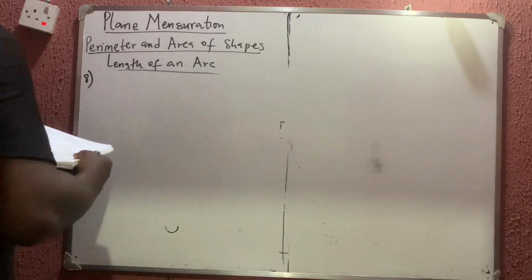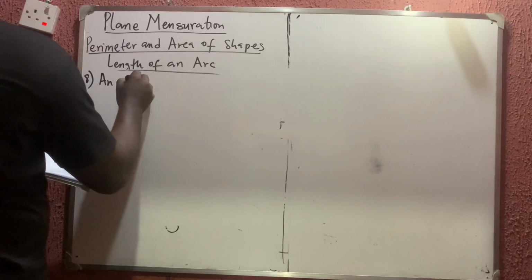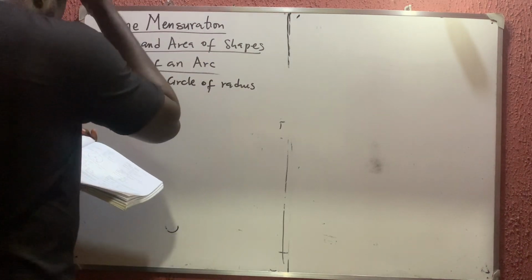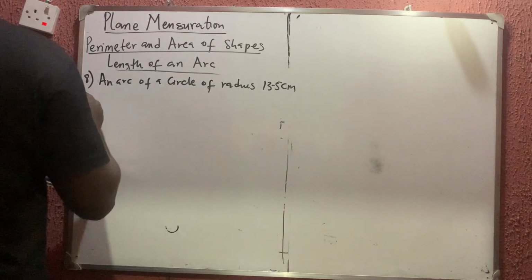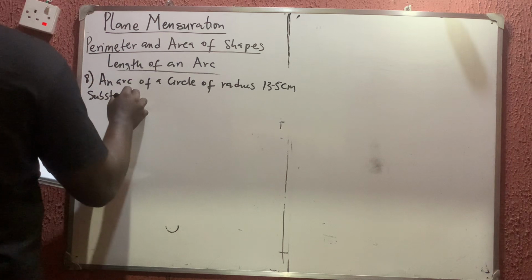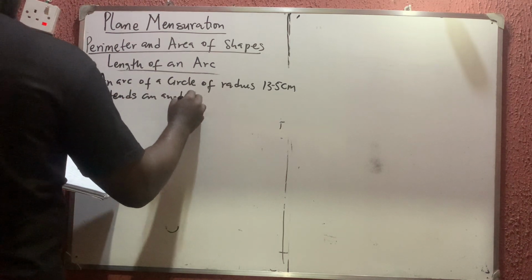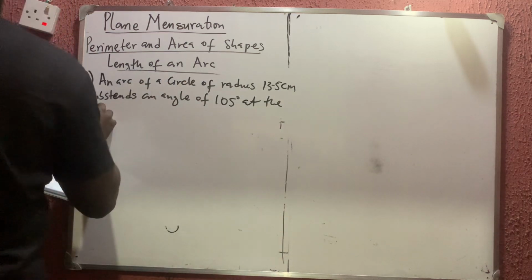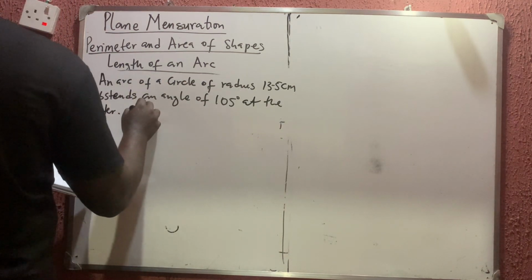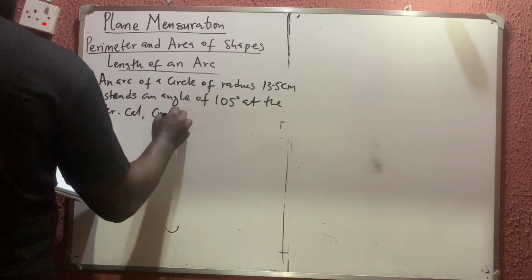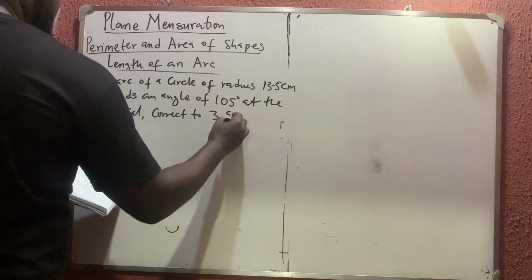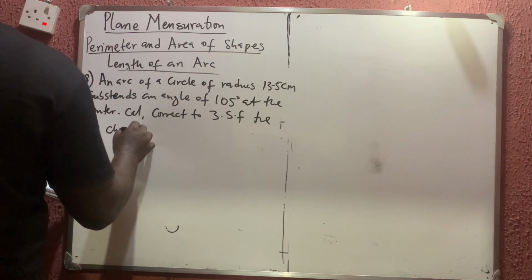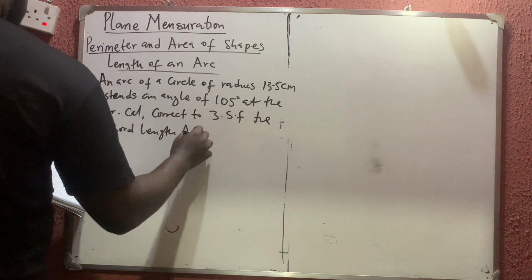Okay, question number 8 said an arc of a circle of radius 13.5 cm subtends an angle of 105 degrees at the center. Then I say calculate, correct to three significant figures: (i) the chord length AB, (ii) the arc length AB.